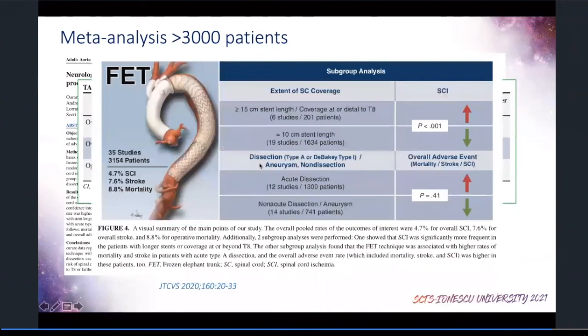And this is a visual summary of their findings for the spinal cord. The risk of spinal cord injury increased with larger lengths of stent grafts and coverage zones distal to T8, whereas it was protective if you stayed with a 10 centimeter stent graft or less and stayed proximal to T8. Certainly for the combination of mortality, stroke, and spinal cord injury, dissection was a risk factor for worse outcome, and aneurysm patients were more protective, although that difference was not statistically significant. But what was significant, again, was that increased stent graft length and more distal coverage led to increased risk of spinal cord injury.